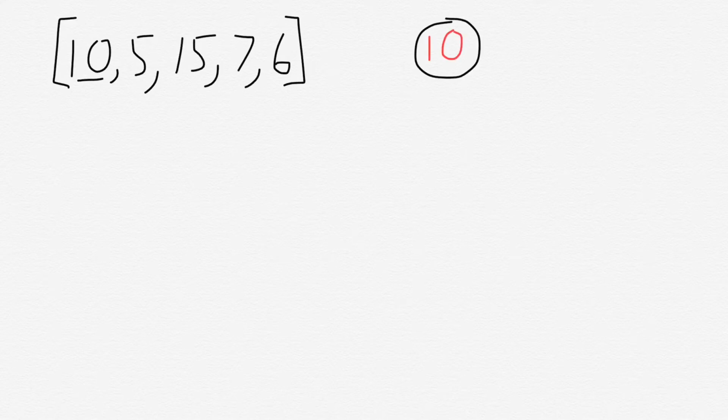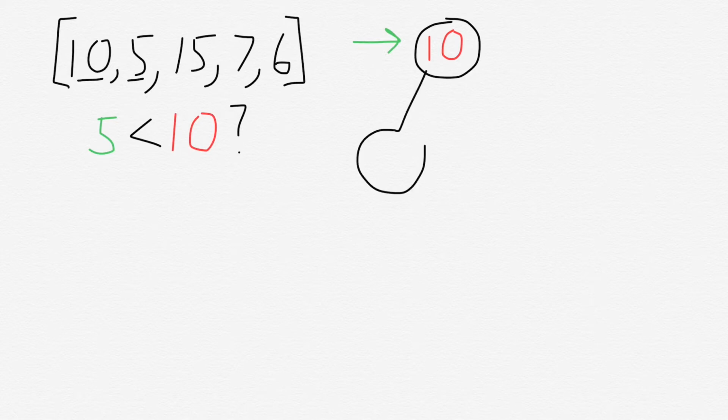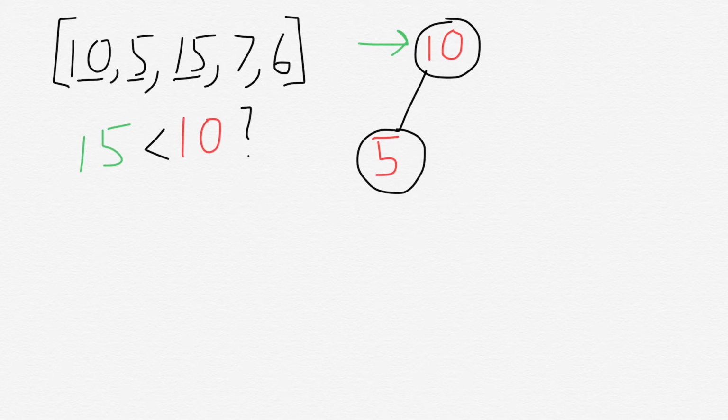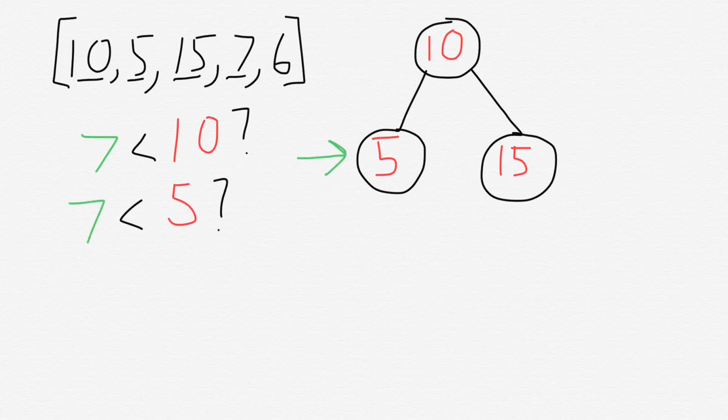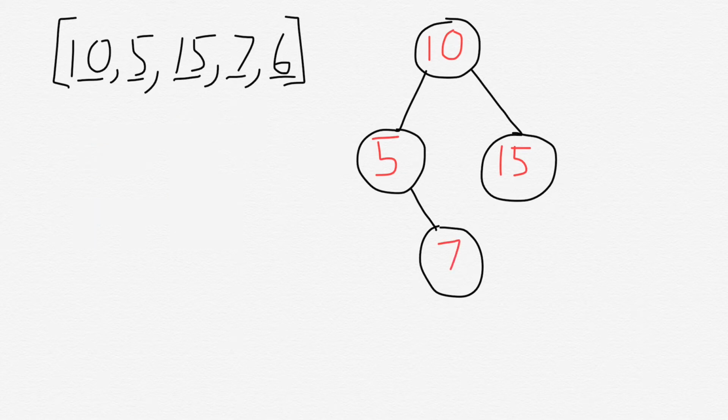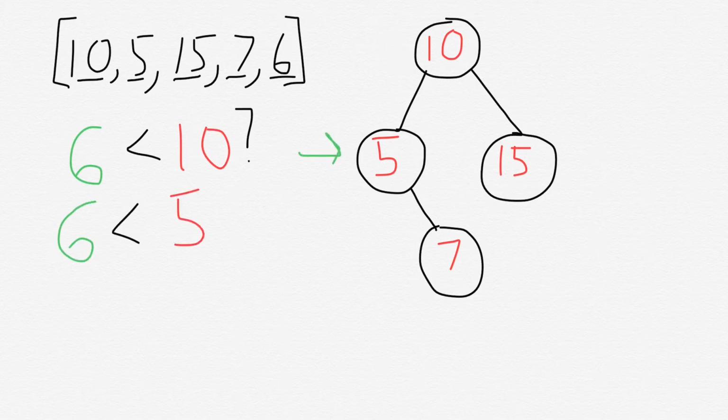Starting with the first element 10, we insert that as the root. Retrieving the second element, 5, we compare it to the root node and see that 5 is in fact less than 10, so we insert it into the left subtree. 15 is not less than 10, so we will insert it into the right subtree. 7 is less than 10, but greater than 5, so we will insert it as a leaf in 5's right subtree. Moving on to 6, the last element, well, you get the picture.